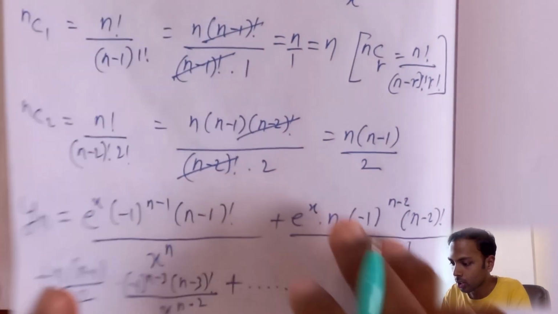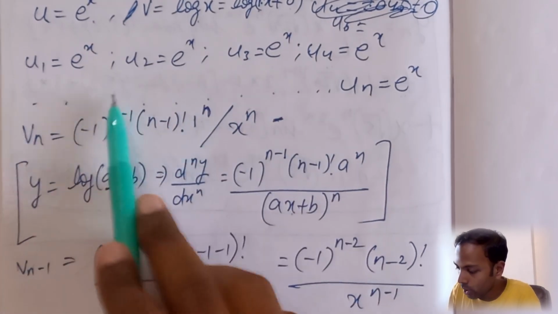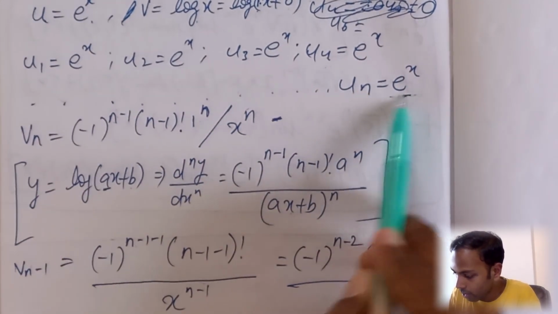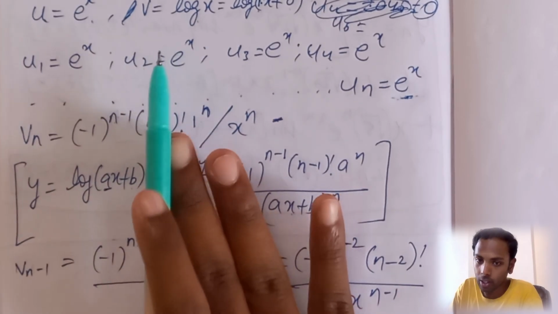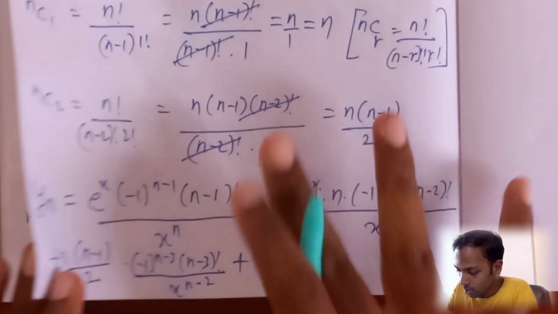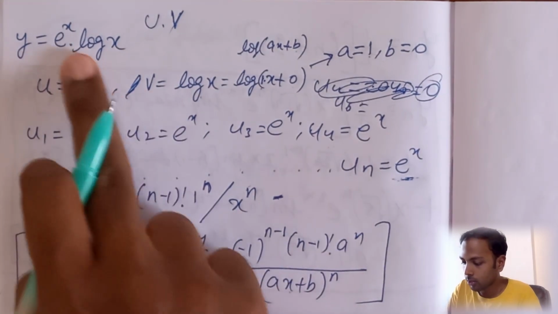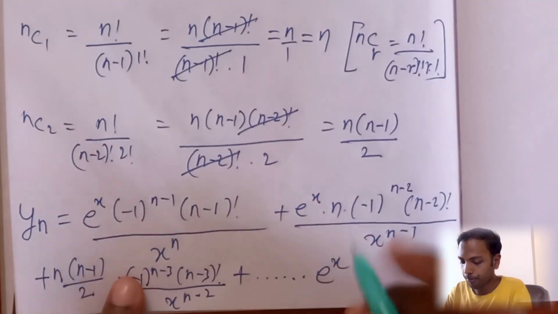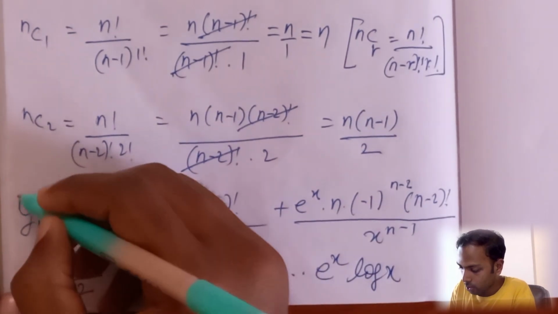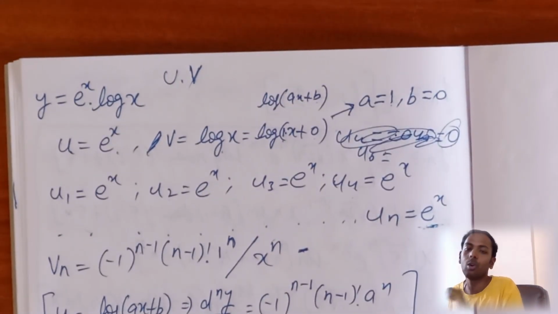What is un? I told you, right? U1, U2, U3, U4, all the way till un, the value is always going to be e to the power x for this particular question. So I can assume un as e to the power x. So e to the power x into, what is it, un into v. V is nothing but, we have it in the question itself, log x. So e to the power x into log x is the final answer, the nth derivative of e to the power x into log x.